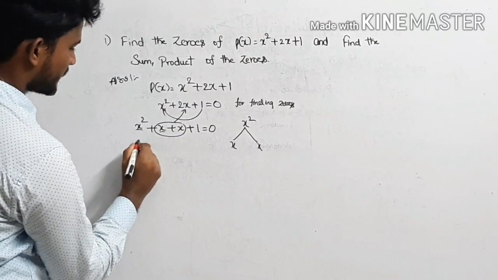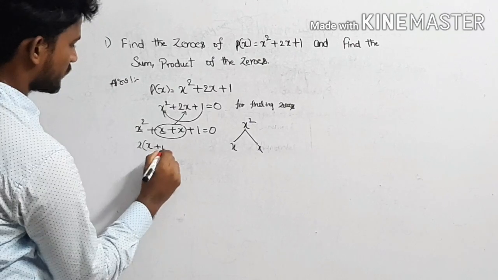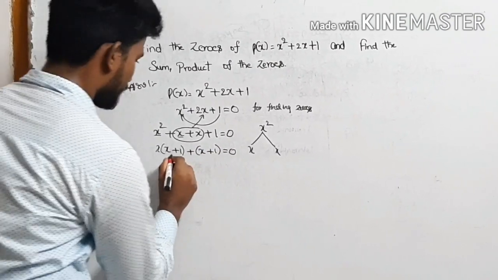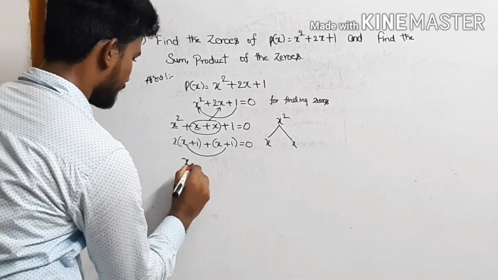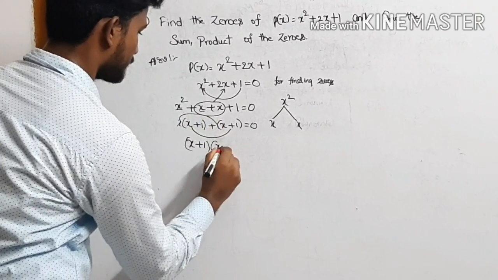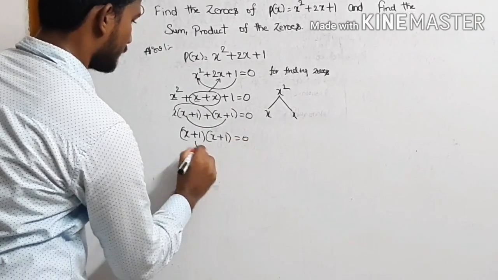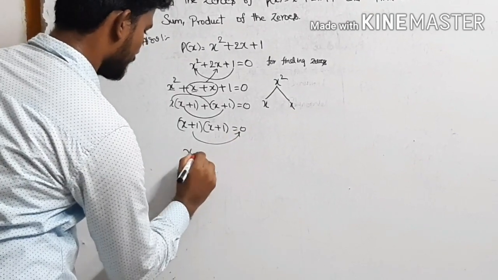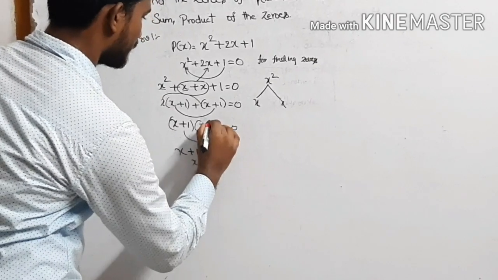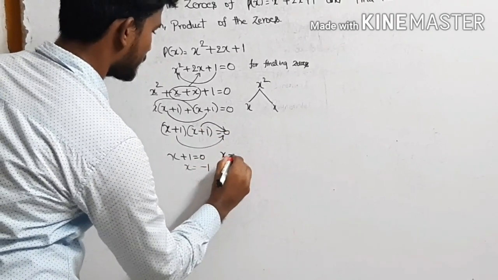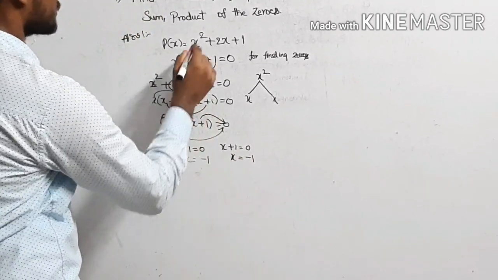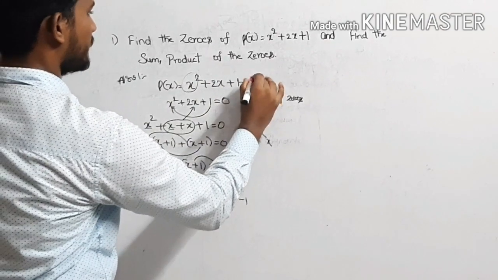Here x we can take common: x into x plus 1 plus 1 into x plus 1 equals 0. These two have x plus 1 common, so x plus 1 equals 0, x equals minus 1, and this is also x plus 1 equals 0, x equals minus 1. There are two zeros. X square means it is a quadratic.